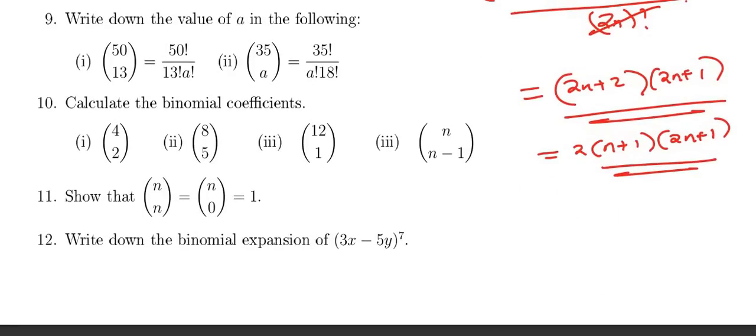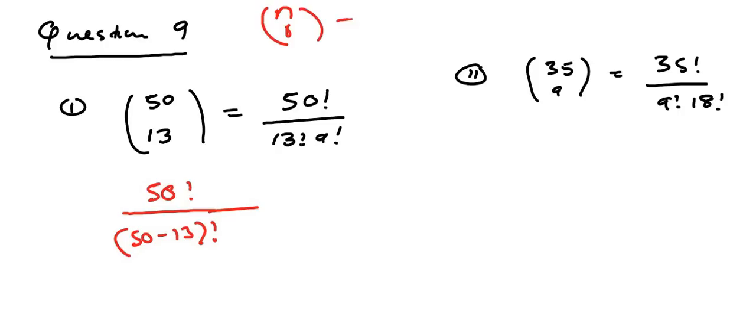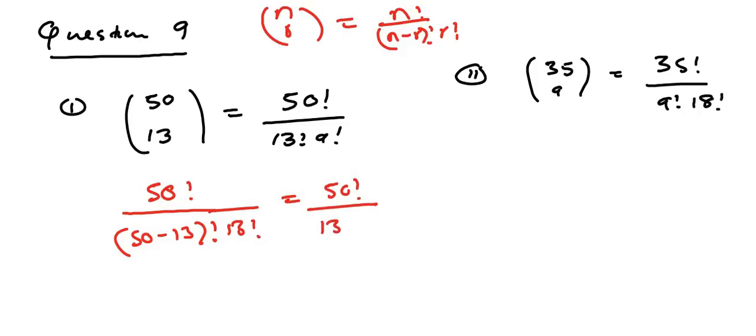Question 9 says, write down the value of a in the following expression given. Like the first one, they told us the left hand side is 50 choose 13. It should be equal to 50 factorial over 13 factorial and a factorial. So we'll start with the left, simplifying it in comparison with the right hand side. This is supposed to be 50 minus 13 factorial, according to the first formula that you learned under permutations and factorials. Then this is r factorial, so here we're going to get 13 factorial.